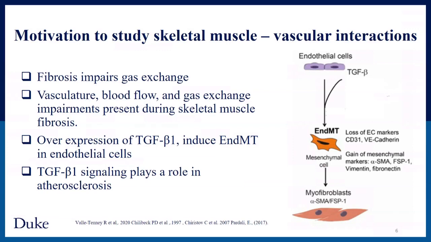So here's a picture showing the endothelial cells when we expose them to TGF-beta. There is a loss of the EC markers, the cell-cell junction marker CD31 and the VE-cadherin, which is CD144. And there's a gain of the mesenchymal markers, alpha-SMA, FSP1, vimentin, and fibronectin.